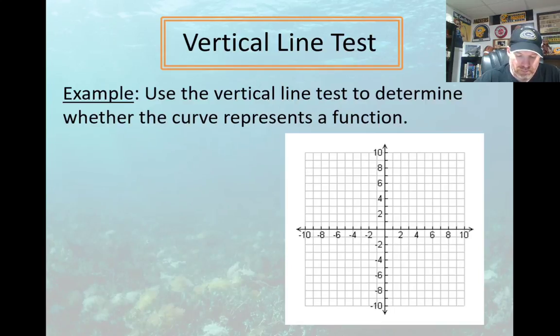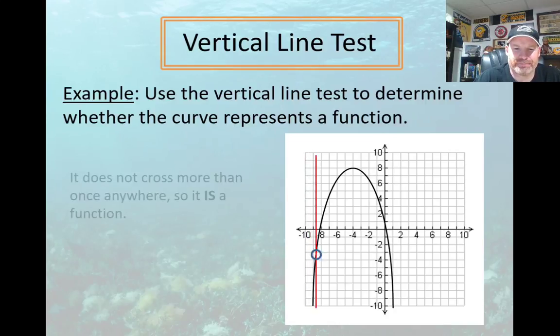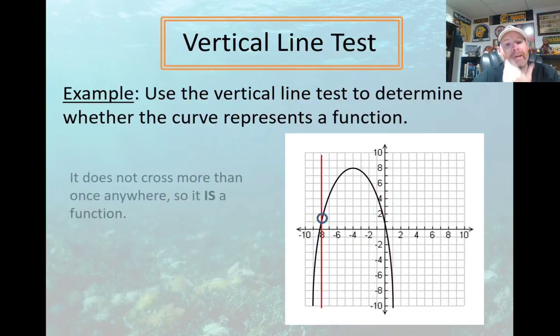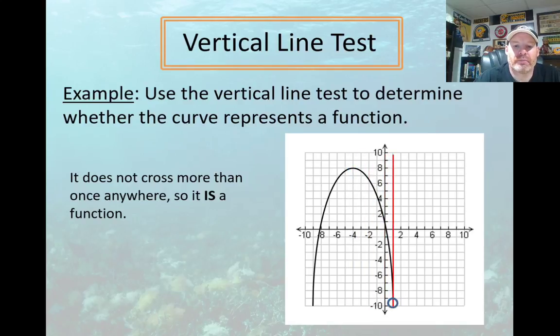All right, so I'm going to put a graph up here, and we're going to use the vertical line test to determine whether or not this actually is a function. I'm sure you can already tell that, yes, this is a function. So what I want you to watch is when I slide this line across, what happens? How many spots does it cross at? And there you see, the entire way, it only crosses in one spot. And that means that that does represent a function. It means you can express it as y equals something.